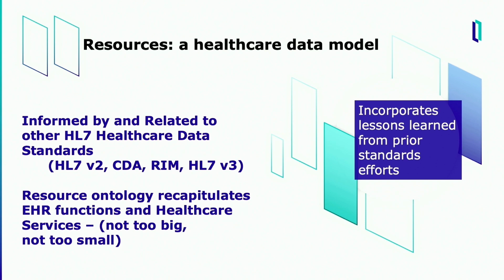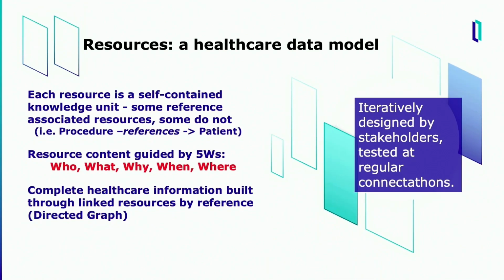So each resource, as we've just talked about, is a self-contained knowledge unit. It contains everything you need to know about that concept, and all of the resources are meant to capture the 5 W's. Who, what, why, when, and where was this data created that is part of this FHIR resource. And it is a complete healthcare information model built through linking these resources. And that's what we're going to spend a lot of time talking about in the rest of the hour and a little bit left today.